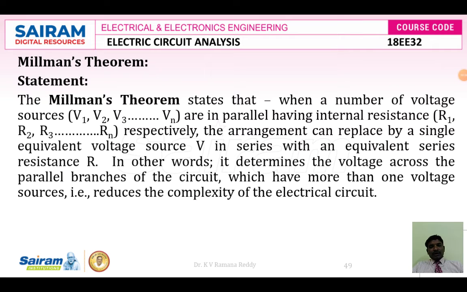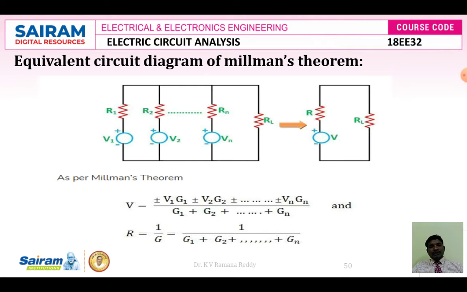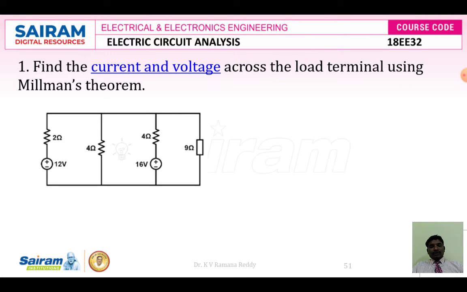This is the way we can use Millman's theorem to reduce the complexity when a circuit consists of many voltage sources connected in parallel along with their internal resistances. Then the entire combination is simplified into a single voltage source and a single resistance with the following formula according to Millman's theorem. Now we are going to verify Millman's theorem with the problem shown in the figure.